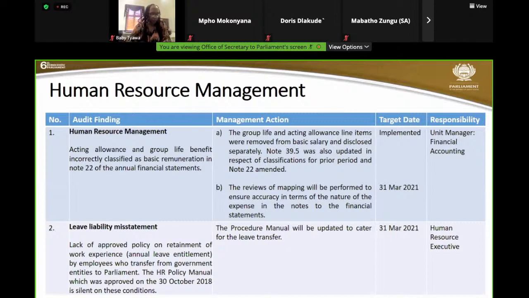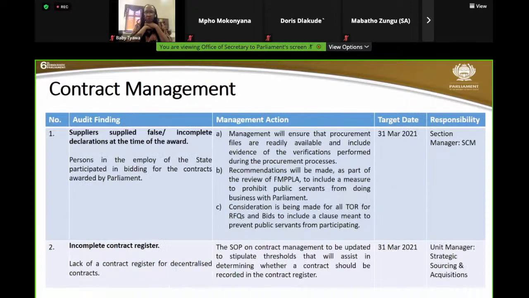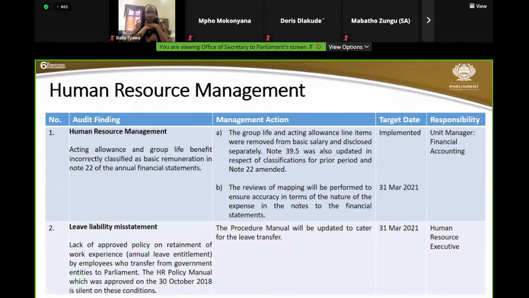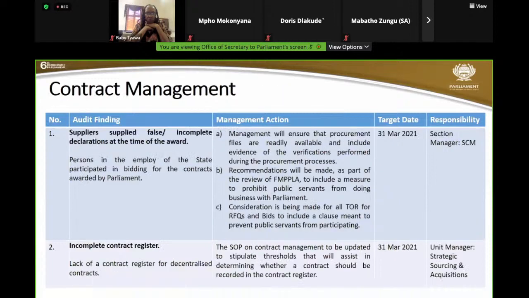And then in terms of leave liability, for employees that come from government departments that join parliament, we currently recognize the leave that they might have carried over from that side into parliament. As a result of that, when the AG recalculated, they found some misstatement. However, that was due to the fact that in terms of our HR policy, it's not very explicit to say we recognize leave accumulated within public service when they come into parliament. So the action there is that the HR policy manual will be updated. And I know that management are in the process of addressing this because it has been circulated to all staff for further inputs. Next slide.